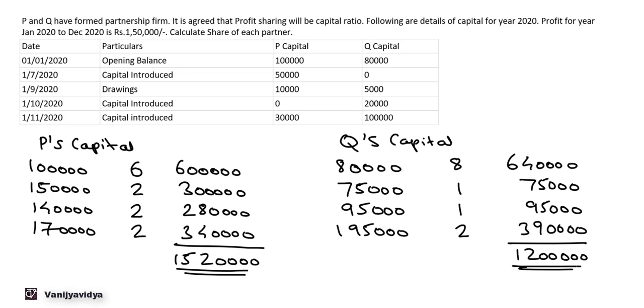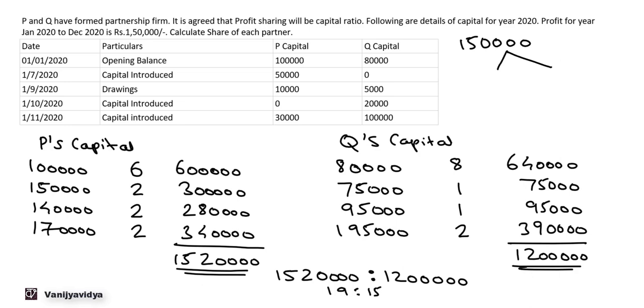So now this is a total of the weighted average capital. Now this total is the ratio. So 15,20,000 is to 12 lakh is the ratio. Now if we calculate this, the ratio comes to 19:15.